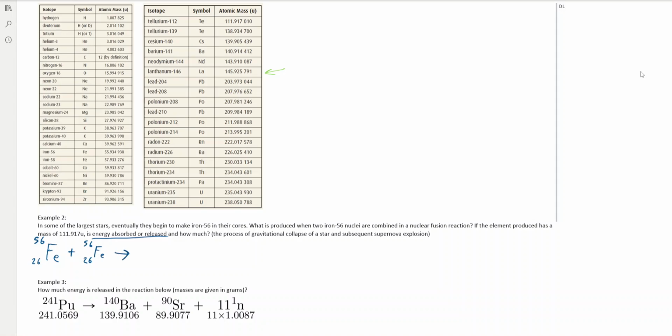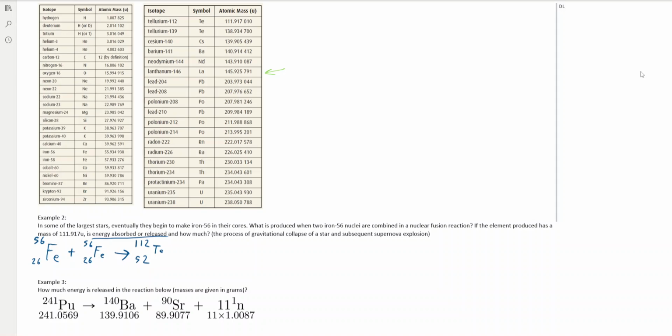Okay, and the element produced has a mass of that. So let's just figure out what element it is. It's going to be 26 plus 26, so 52, which is tellurium, and it's going to have a mass of, well, this number here exactly. Now, it'll have a count of 112, but realistically, it's actually going to have a little bit less than that.